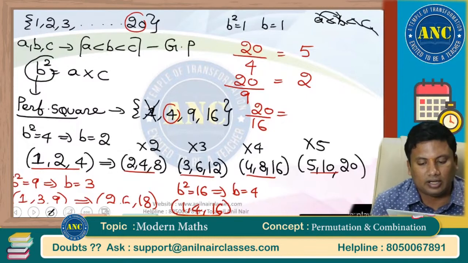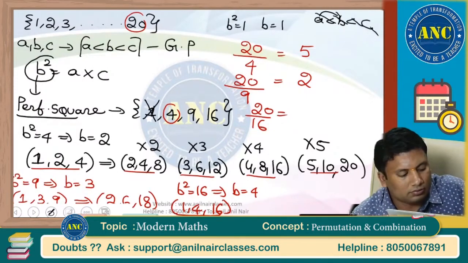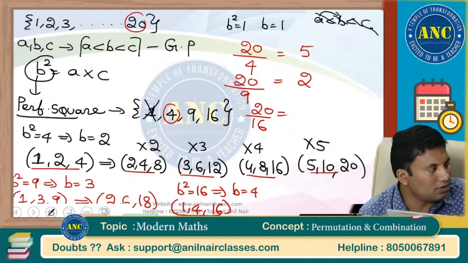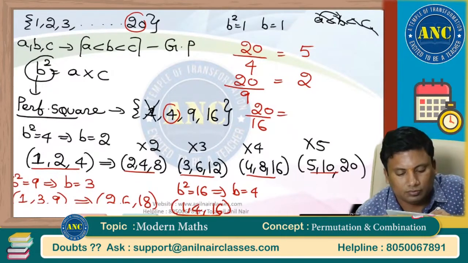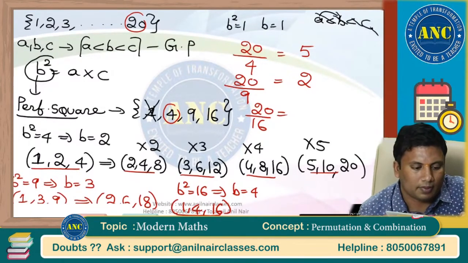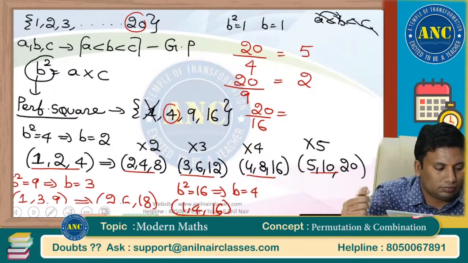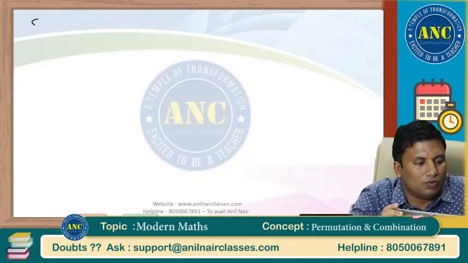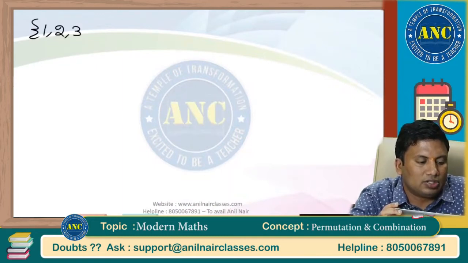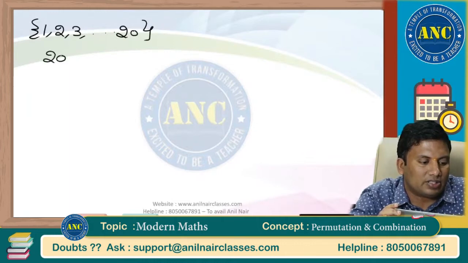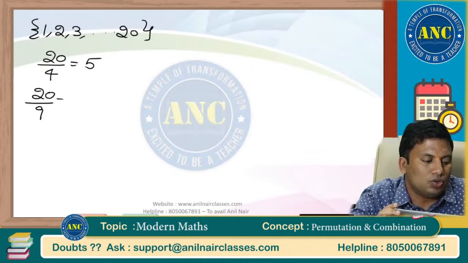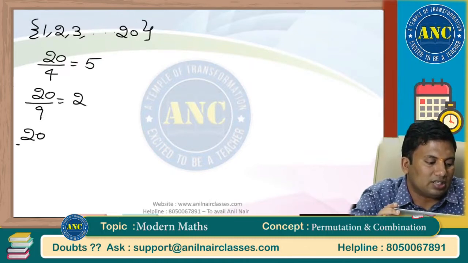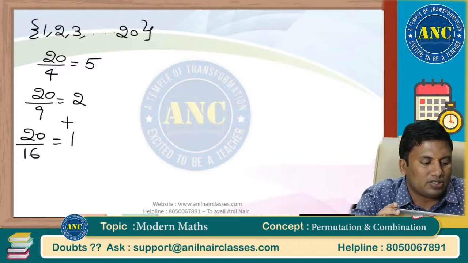B square is equivalent to A into C. So 1, 2, 3 till 20. What we did? Perfect squares are 4, 9 and 16. 20 by 4 is 5, 20 by 9 is 2 and 20 by 16 is nothing but 1. So 5 plus 2 plus 1. Answer is nothing but 8.